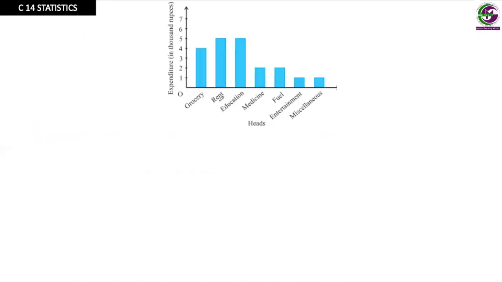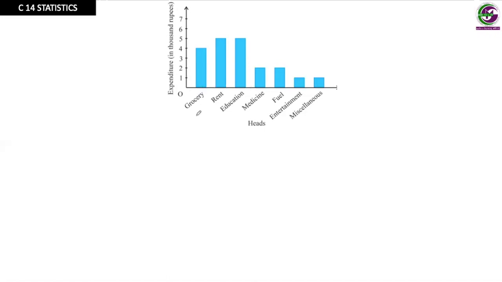This is a bar graph. There is space in between each bar. The width of each bar is the same, and each bar represents items like grocery, rent, education, medicine, fuel, entertainment, and others. The height or the length of the bar will represent the frequency. How much money is spent on grocery, or how much money is spent on rent, and such details are represented in a bar graph. Remember, a bar graph is used for discrete data, which is not continuous.